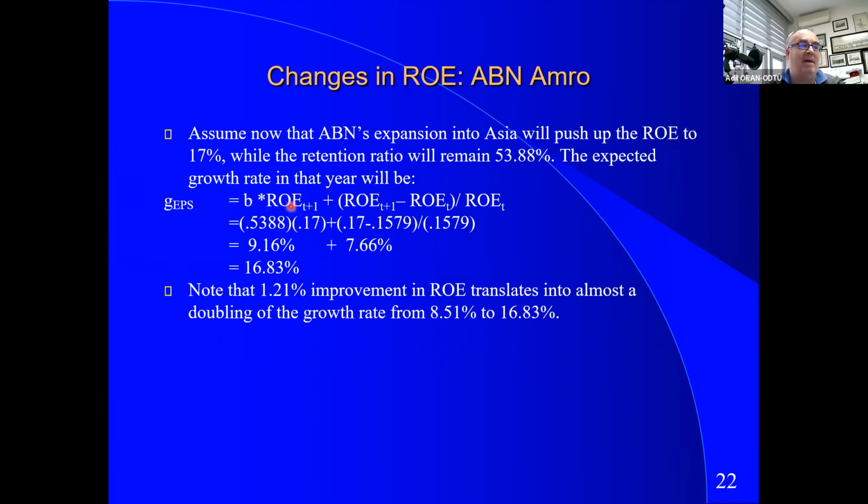So just coming from B times ROE, we get the 9.16. But from the improvement in the ROE of old investments as well, we get this extra term, 7.66, which means that just in year T+1, the growth rate will spike up to almost 17%, and then it will come back down and settle down at 9.16%. Yes, a 1.21 percentage point improvement in ROE almost doubles the growth rate for the next year from 8.51, what it was initially, to 16.83 for 1 year, and then it comes down to 9.16 forever.